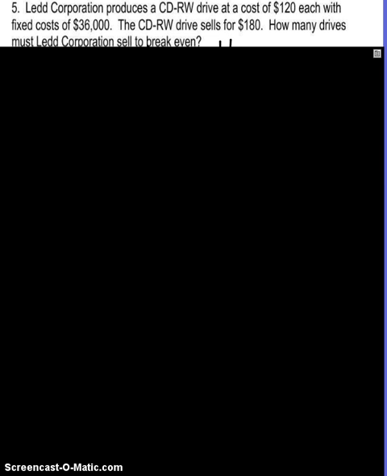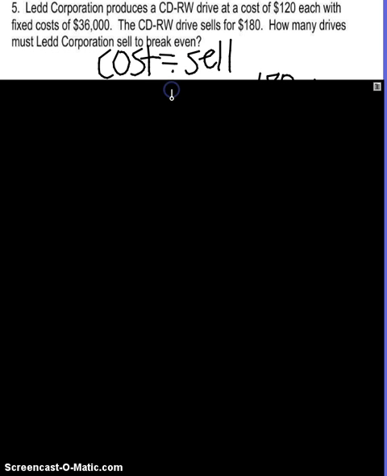All right, problem number 5 says LED Corporation produces a CD-RW drive at a cost of $120 each with a fixed cost of $36,000. The CD-RW drive sells for $180. How many drives must LED Corporation sell to break even? Any question that says to break even means I want my answer to end up being 0. So here, I want you to put on your paper that cost is equal to sell. What that means is the amount of money that I spend to make these drives, I should also be able to sell enough to where I didn't lose any money, but I also didn't earn any money.